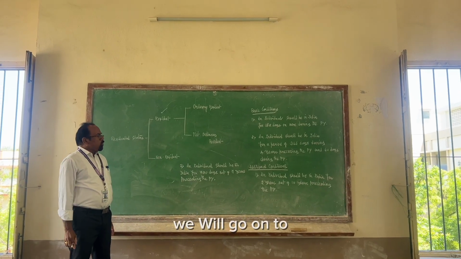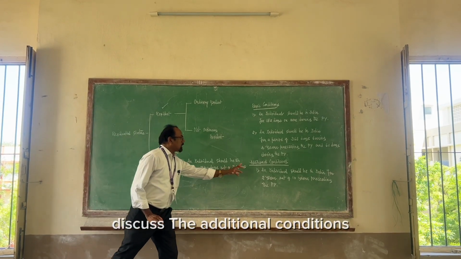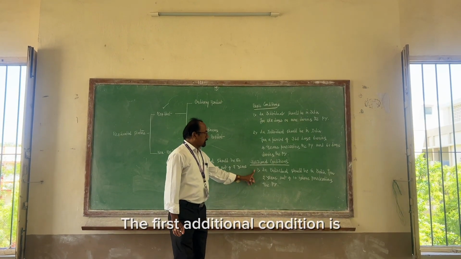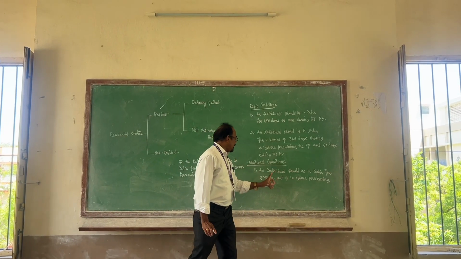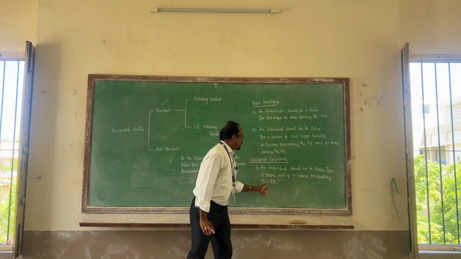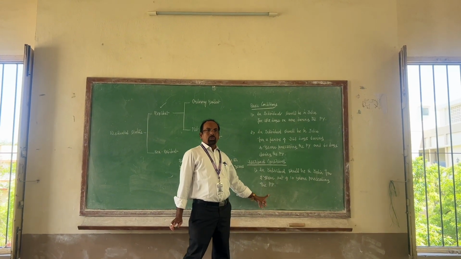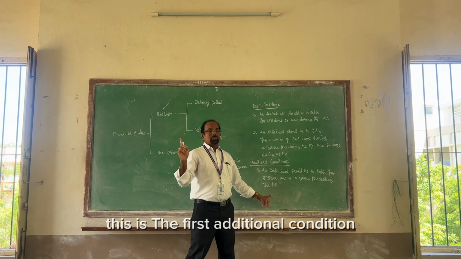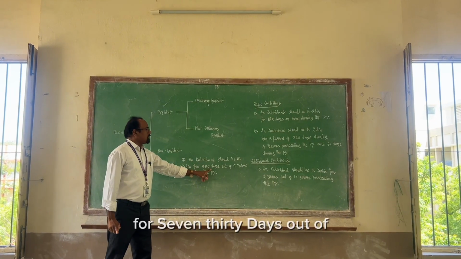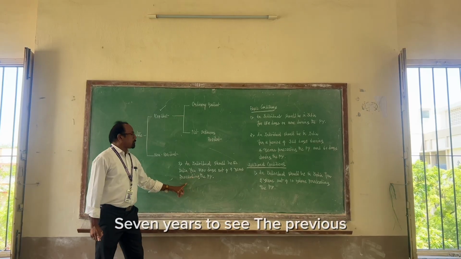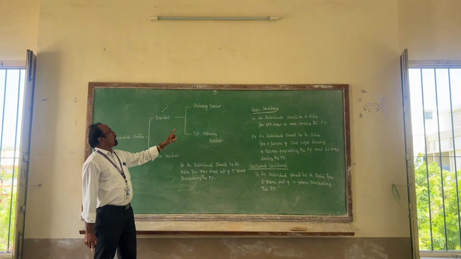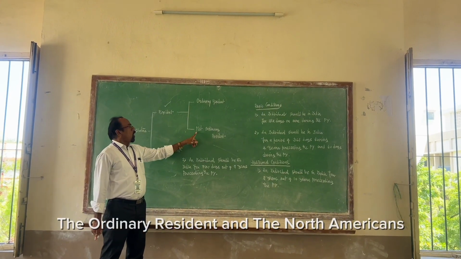Right. We will go on to discuss the additional conditions. Now, there are two additional conditions. The first additional condition is an individual should be in India for a period of 2 years out of 10 preceding years, 10 years preceding the previous year. This is the first additional condition. The second additional condition is an individual should be in India for 730 days out of 7 years preceding the previous year.